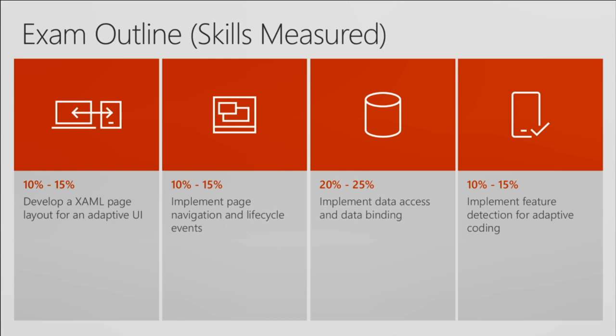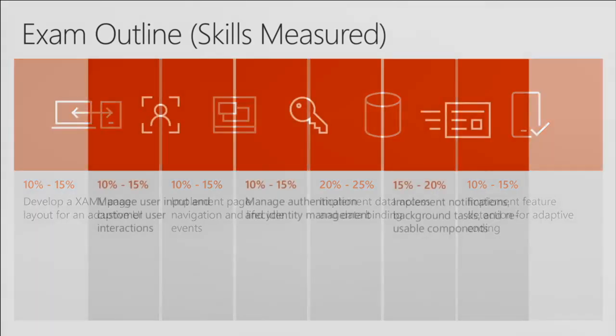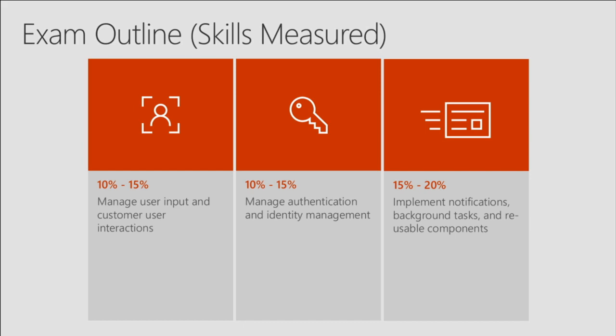Data access, data binding. So you have 2 different ways to implement data binding in the UI. Data access using Entity Framework Core. Nice long list to go through, right? Feature detection for adaptive coding. So not just using a feature, but determining if a feature is there, determining if you have access to that feature. User input, customer input interactions.